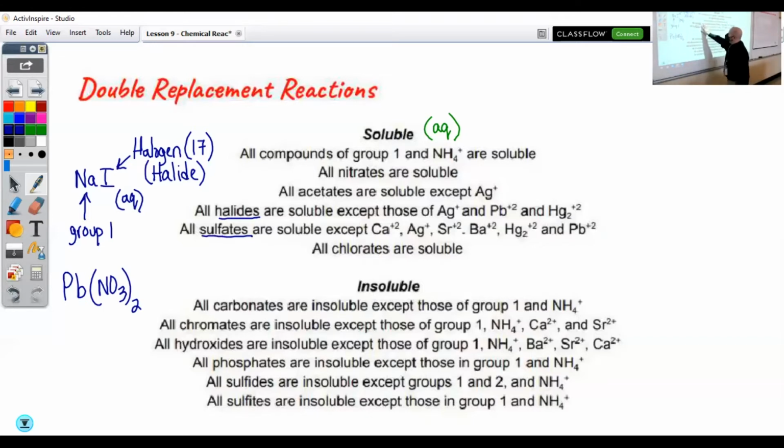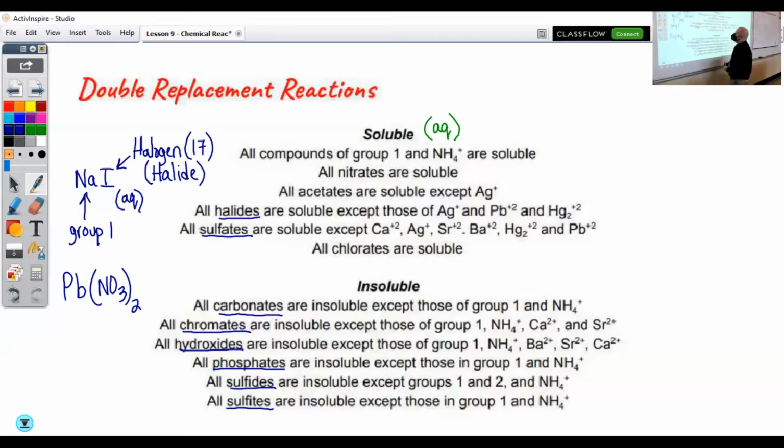The rules are over on the left side here. So these are rules for carbonates and chromates and hydroxides and phosphates, sulfides and sulfites. They are not rules for these guys over here. These are exceptions to whatever the rule is.